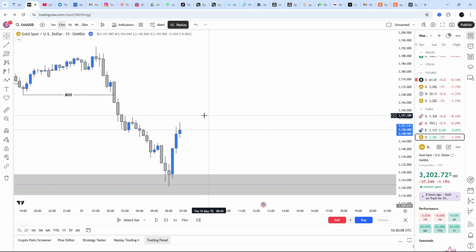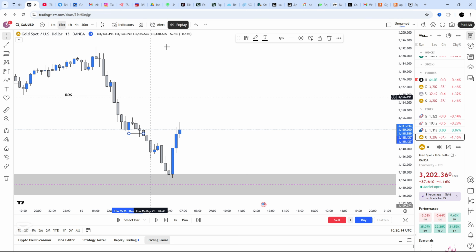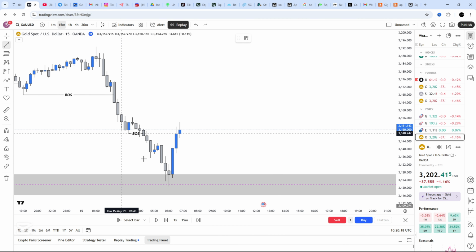Now let's see what happens. And we can see that the market is creating BOSs to the lower zones, and these are BOSs, breaks of structure, same as here. This was our last BOS, I'm sure.